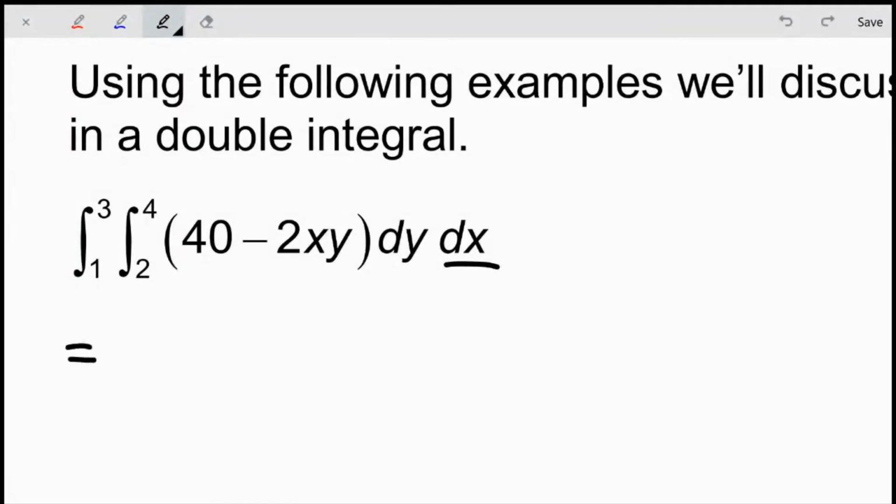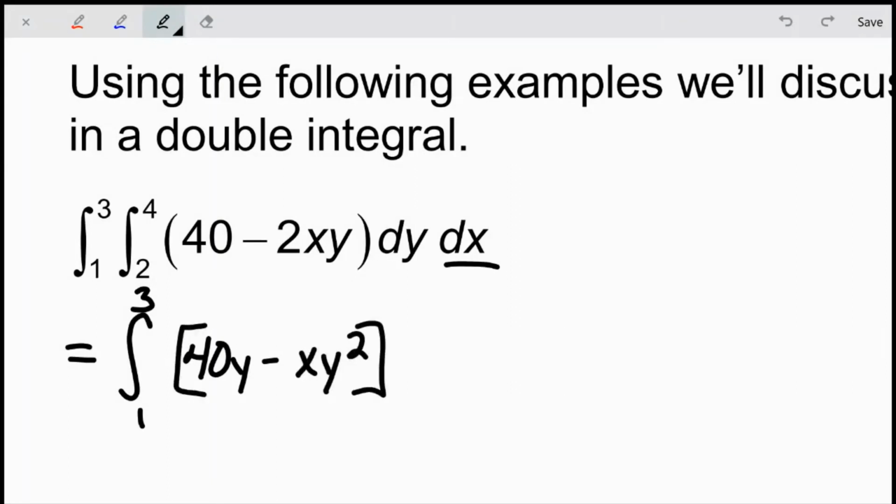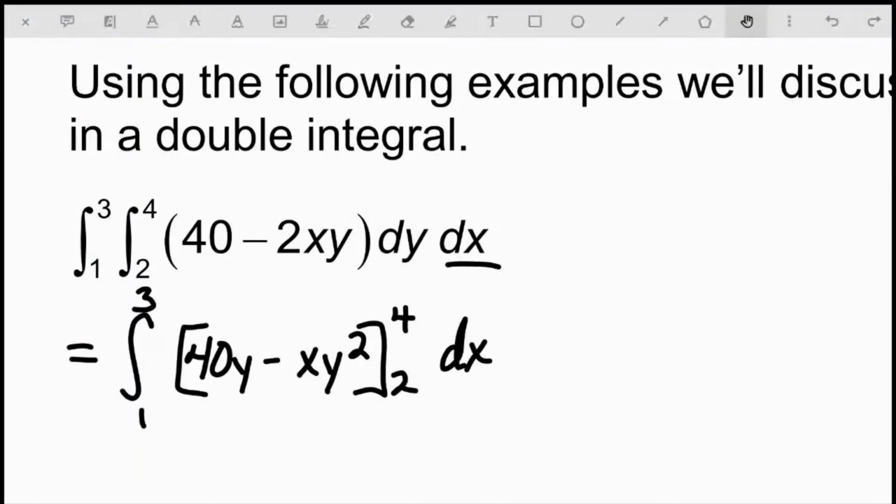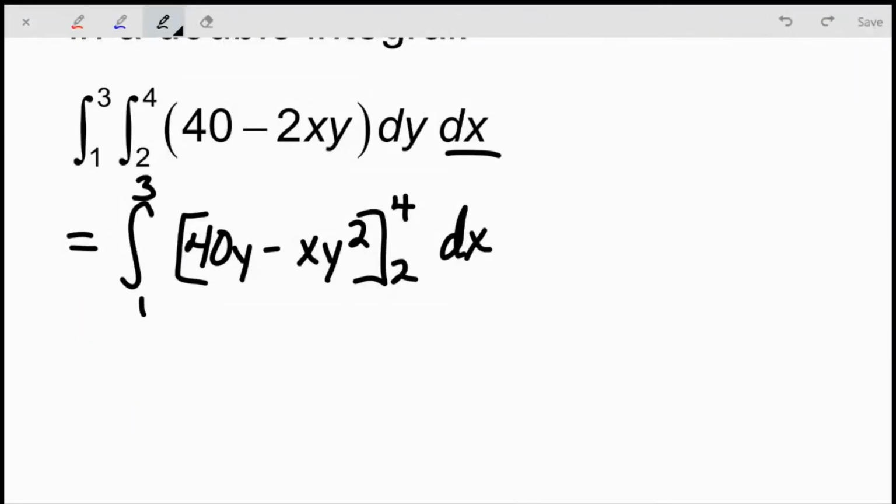So when we do the inside integral, we're still going to have the integral from 1 to 3, but now we're going to take the antiderivative of this expression with respect to y. And that's going to give me 40y minus xy squared. Okay, so we've got to evaluate that from 2 to 4. And then we're still going to have to integrate with respect to x when we're done. Okay, so we would have to go through here and plug everything in. Remember, we're still going to use this outside integral later on.